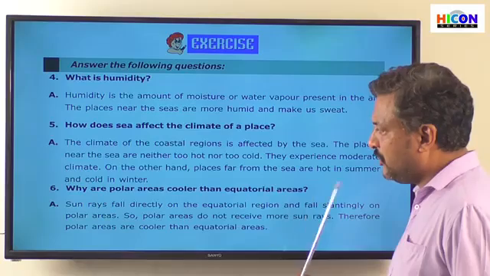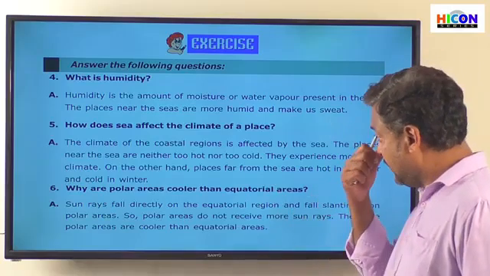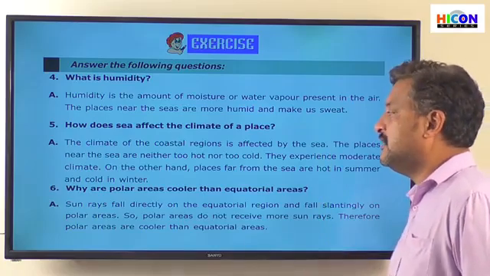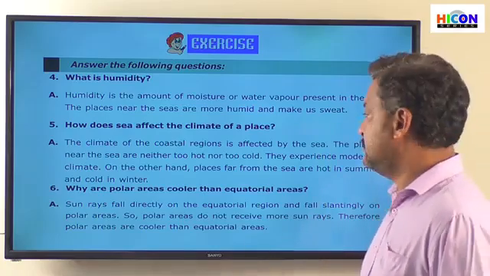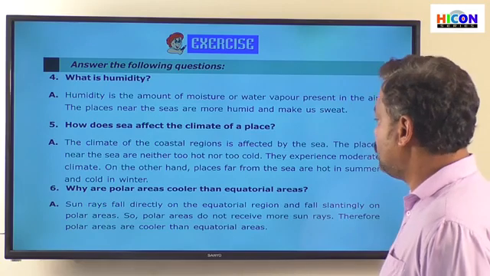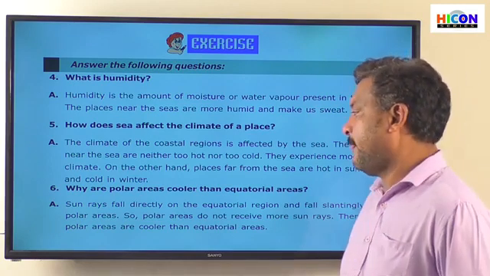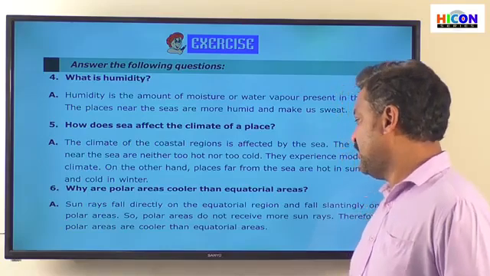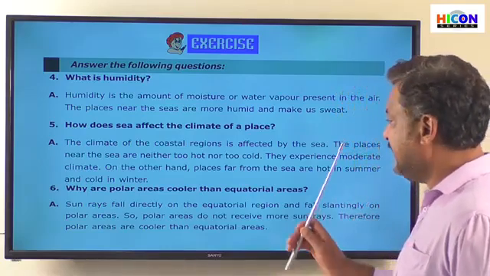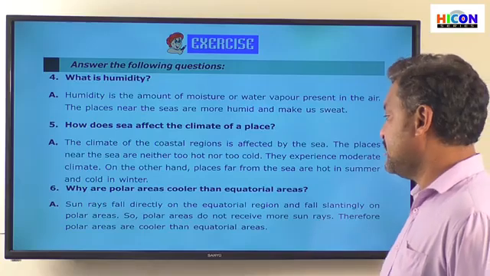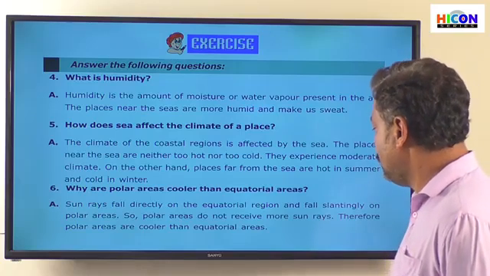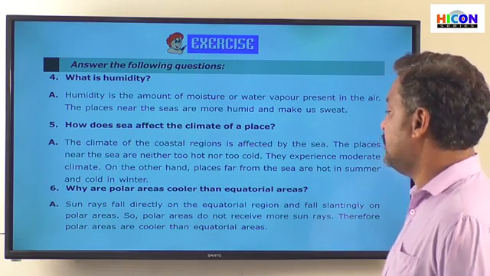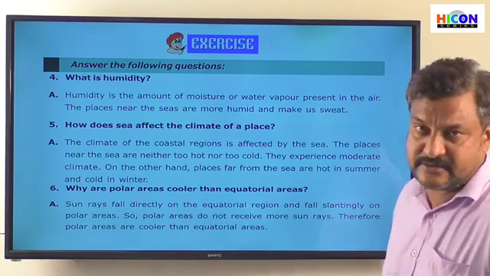They experience moderate climate. On the other hand, places far from the sea are hot in summer and cold in winter. Why are polar areas cooler than equatorial areas? Sun rays fall directly on the equatorial region and fall slantingly on the polar region. So, polar areas do not receive more sun rays.